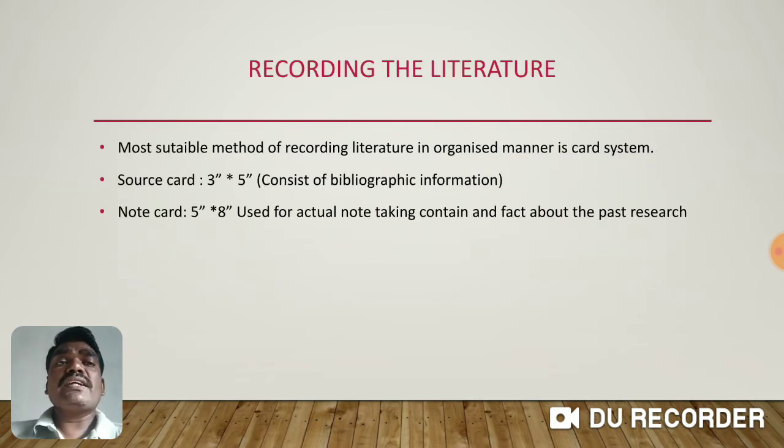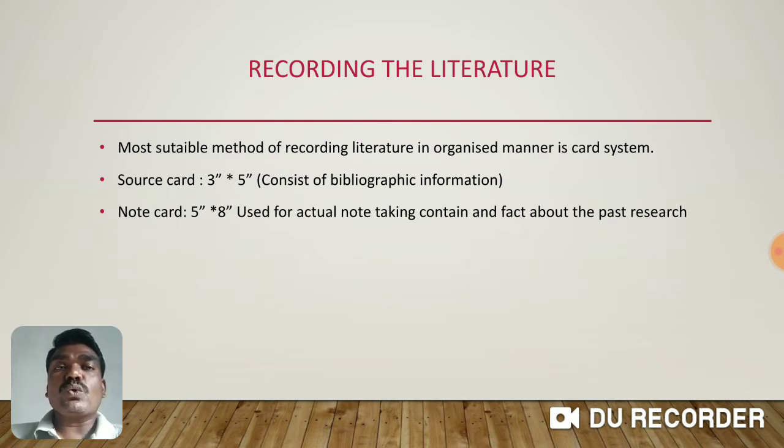Now recording the literature. So after considering all these points with relation to literature review, it is very necessary to understand how to record literature. So normally the most suitable method of recording literature in an organized manner is a card system. Each researcher can use this method of recording literature. So there are two types of cards.